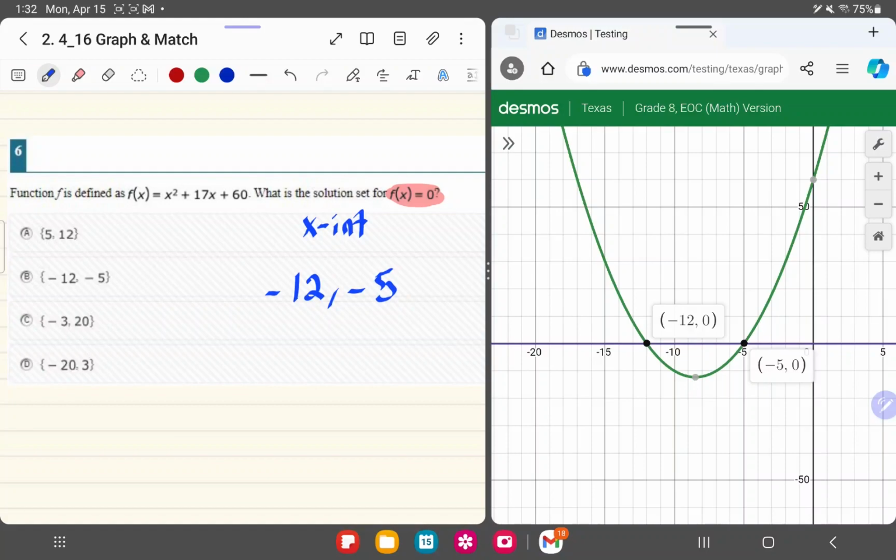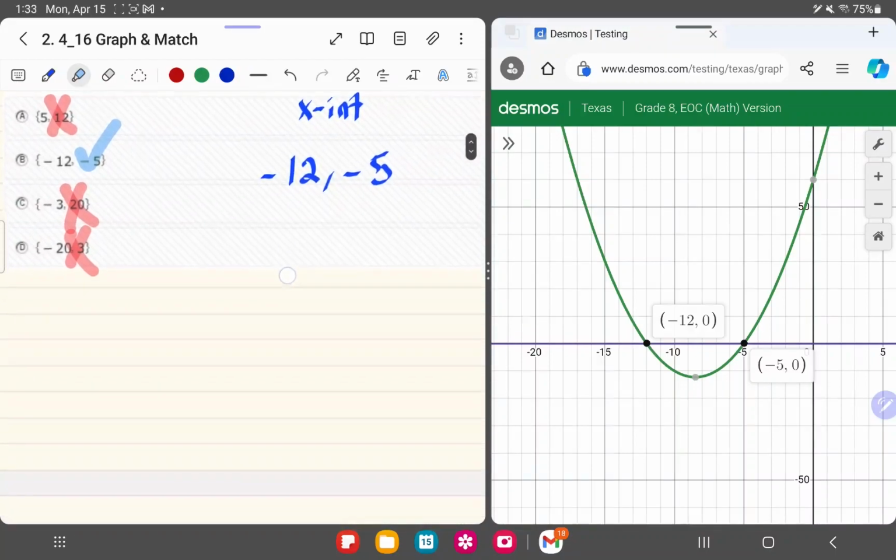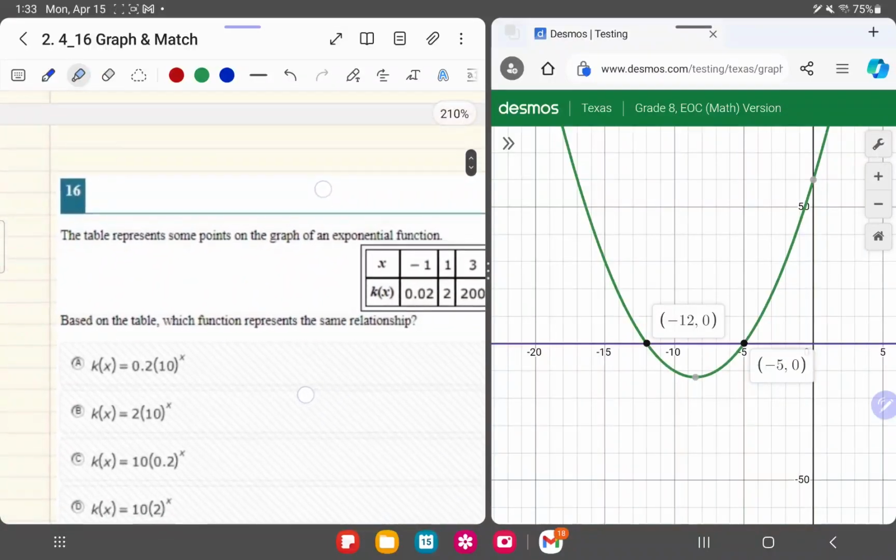And then we just have to see if any one of the answer choices has that same thing. So the first one, no, they're positive. Ooh. Third one and fourth one, no. The only one that makes sense is letter B. So that's my answer for this one. There you go. That's it. Literally, for most of these, you're just going to have to graph the problems. Let's go ahead and look at the next one.